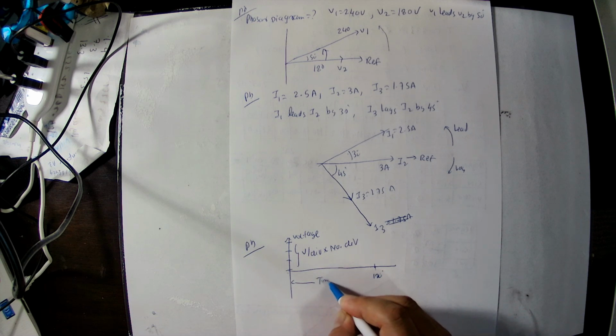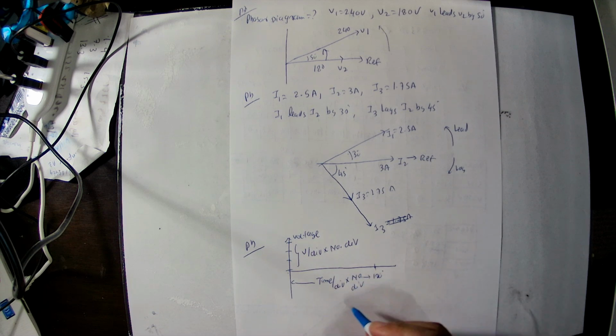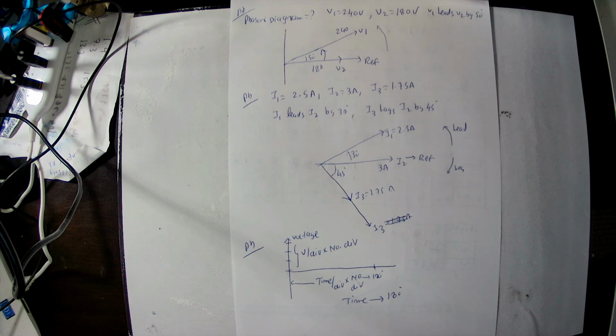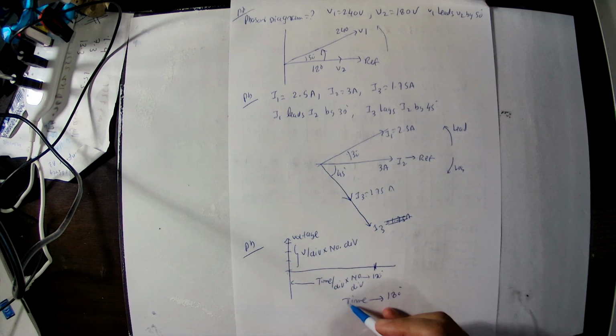Multiplied by the number of divisions, that time is related to the 180 degree. So this is the relationship of horizontal and vertical. Vertical is volt per division multiplied by number of divisions. Horizontal is time per division multiplied by number of divisions. So the time to complete one waveform is 180 degrees, and we can calculate this.